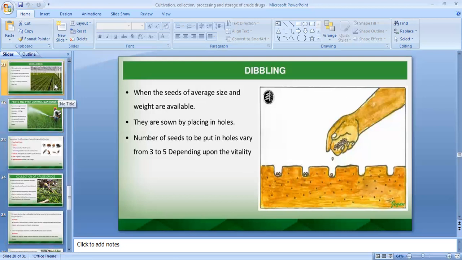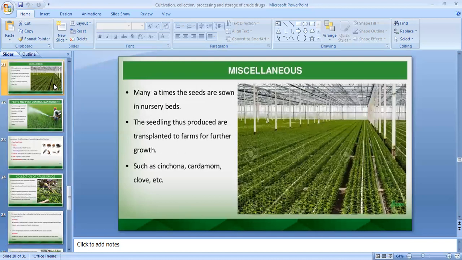So we have finished the vegetative propagation methods and the sexual propagation methods, that is seed propagation methods. And we will see about the many miscellaneous methods of propagation of the plants.